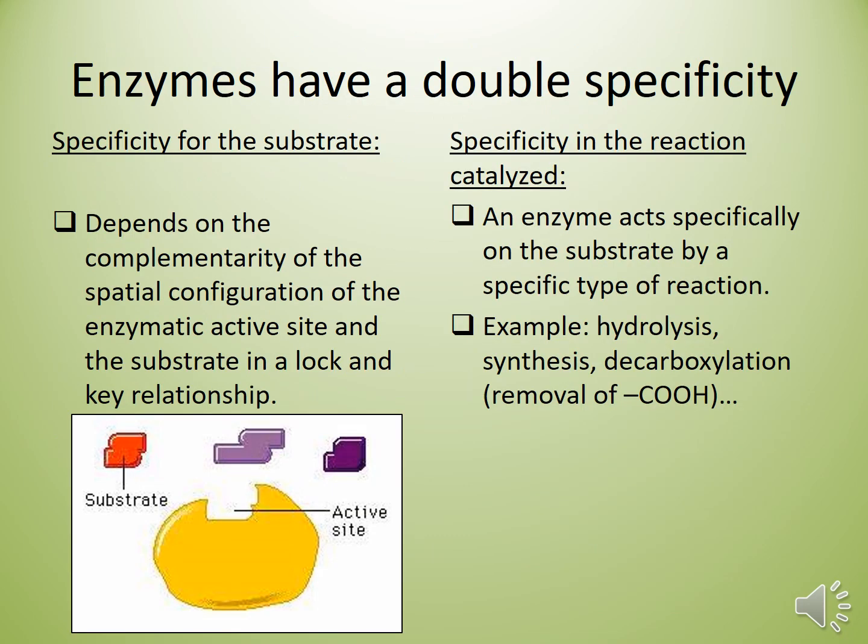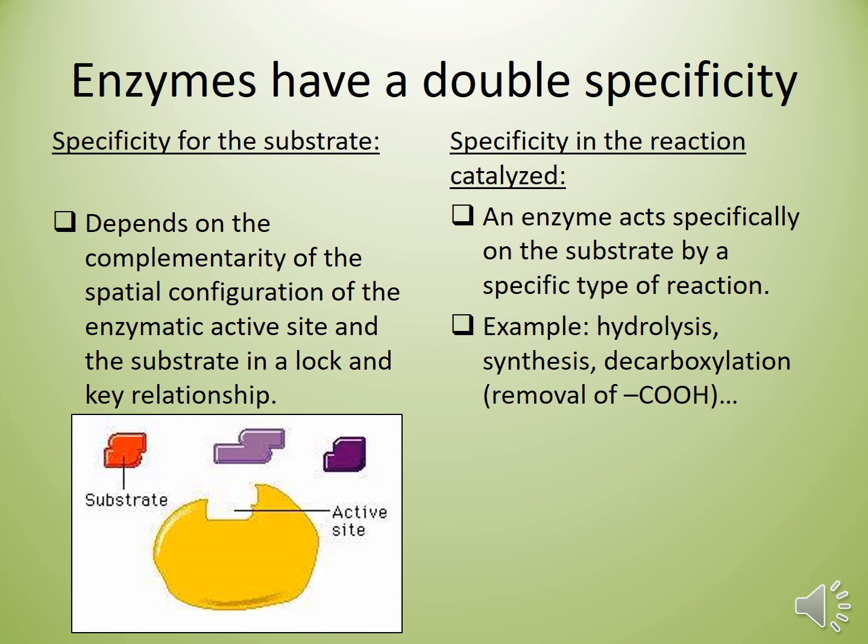Enzymes have a double specificity. They have specificity for the substrate and specificity for the reaction they catalyze. Specificity for the substrate depends on the complementarity of the spatial configuration of the enzymatic active site and the substrate in a lock and key relationship. As shown in the document, not all substrates are able to bind to the active site. Only one specific substrate is able to bind to it.